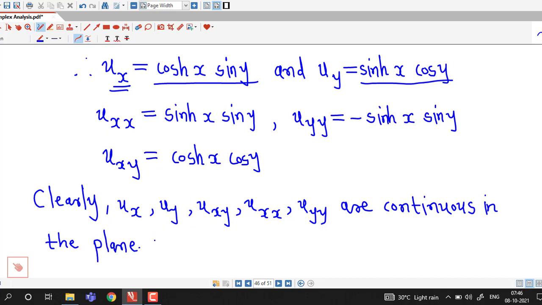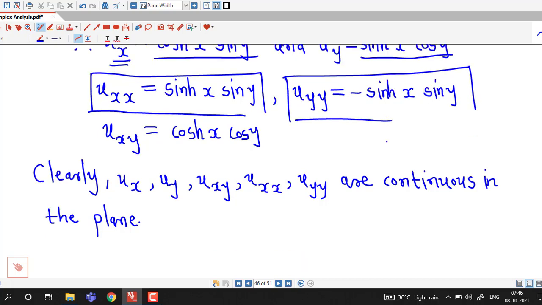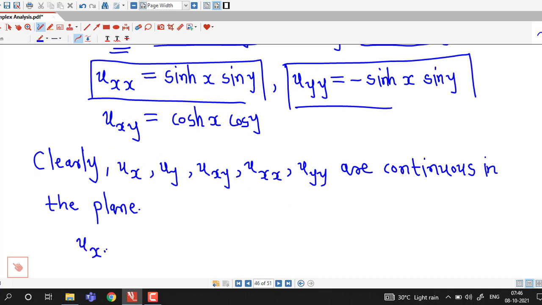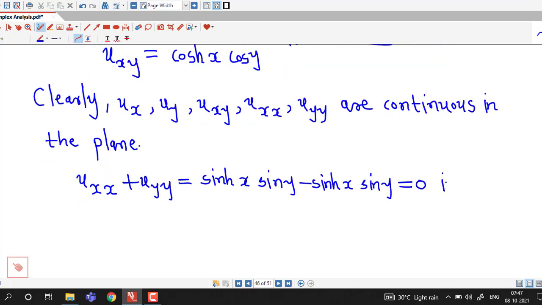Now we check second condition. For that we have to add these two equations. We have to add del square u by del x square and del square u by del y square. If we add these two, del square u by del x square plus del square u by del y square, then del square u by del x square is sine hyperbolic x sine y, and del square u by del y square is minus sine hyperbolic x times sine y. So this becomes 0 at every point in the complex plane. So we can write that this equation is satisfied in the plane.